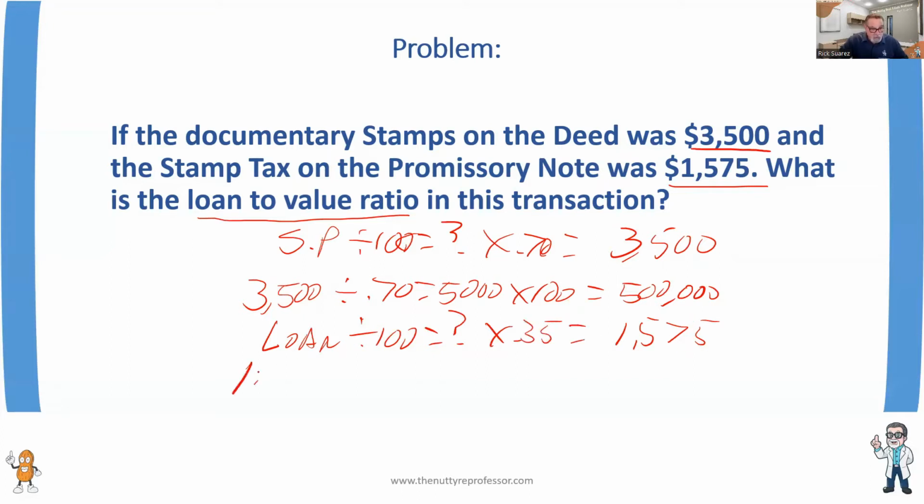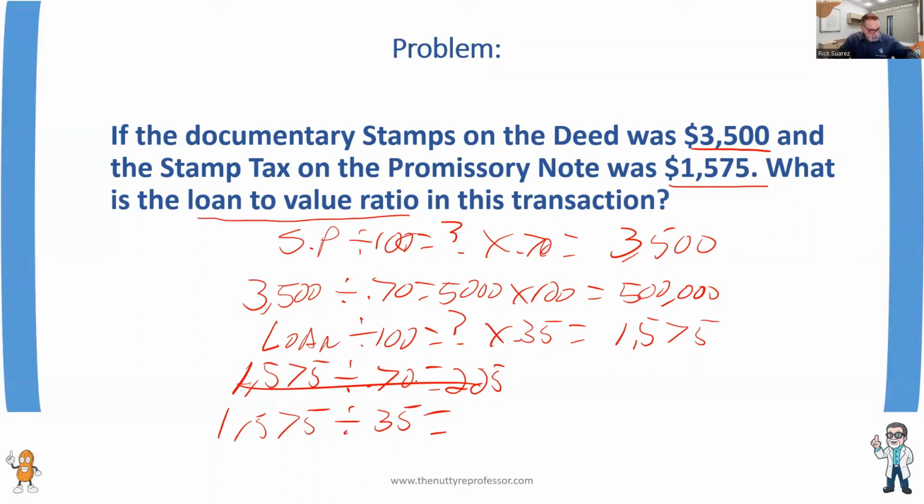So we have to work it backwards. So 1,575 divided by 0.70. So let's see, 1,575 divided by 0.70. That is 2250. No, that's wrong. It's 1,575 divided by 35. That's what it is. 1,575 divided by 35 equals 4,500 times 100 is 450,000. That's what it is.